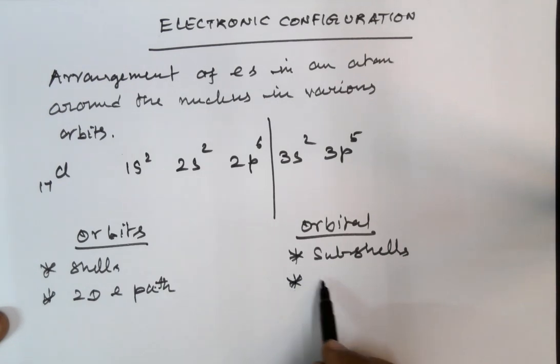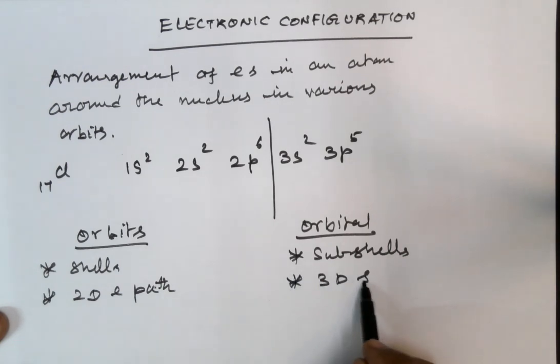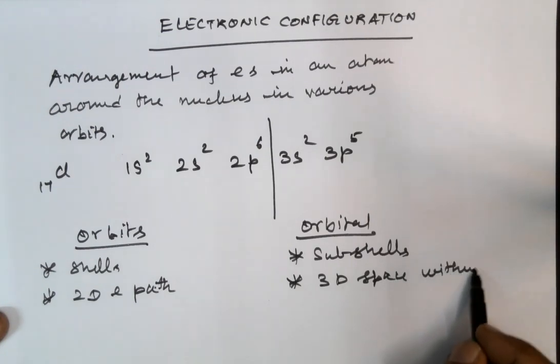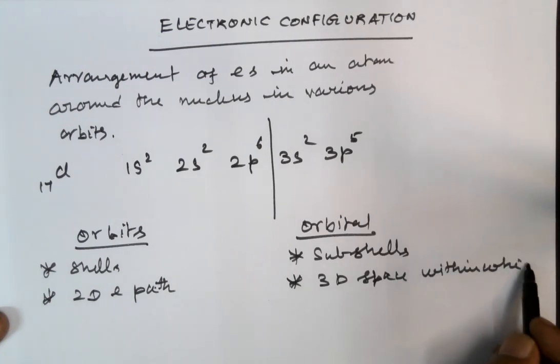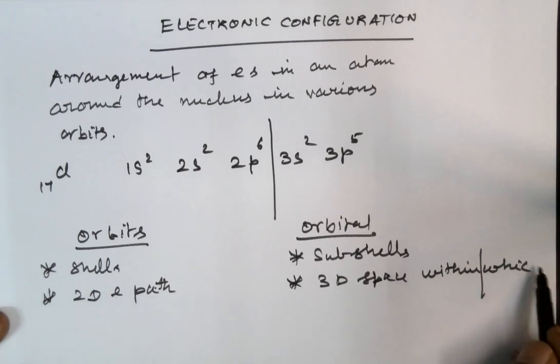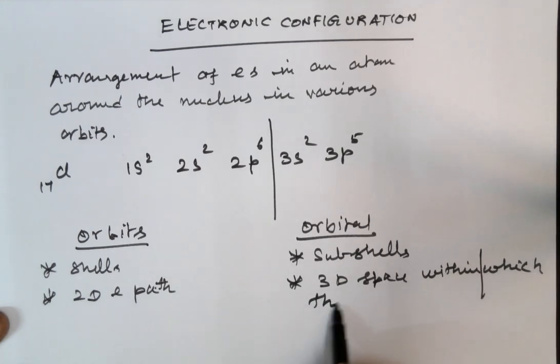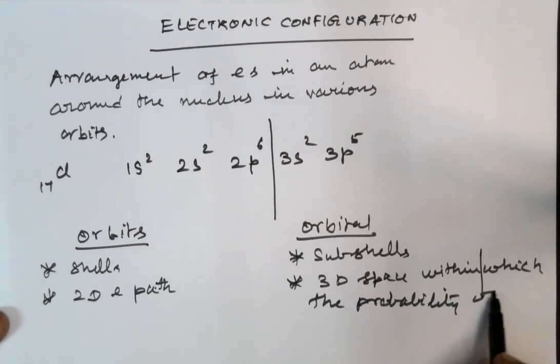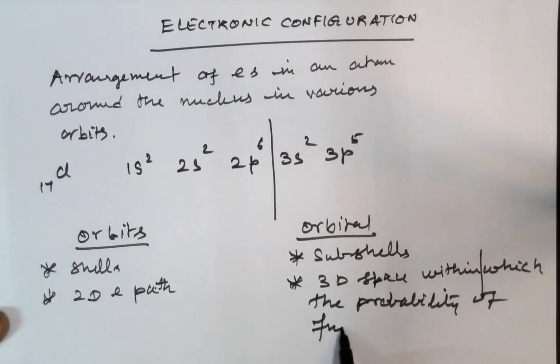And this is the three-dimensional space within which the probability of finding the electron is maximum.